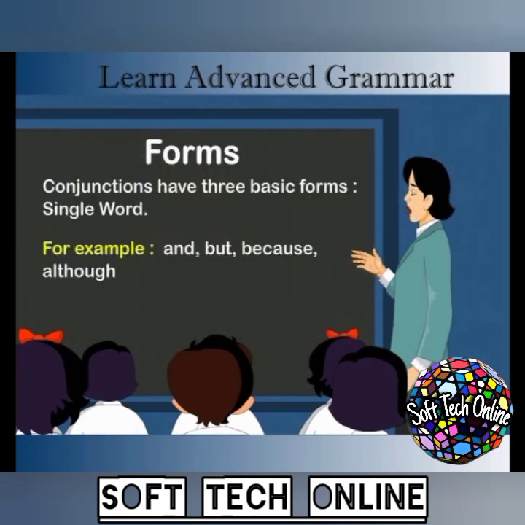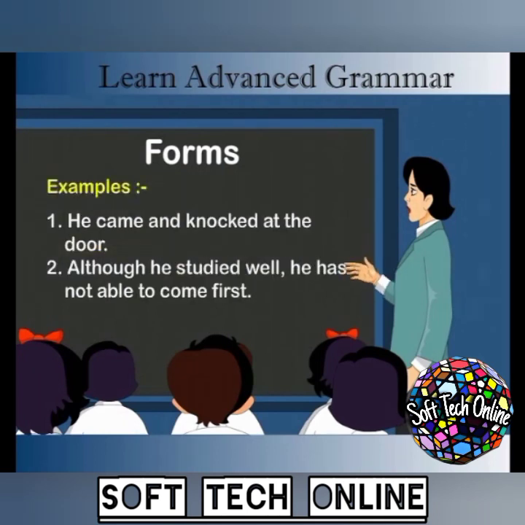Forms. Conjunctions have three basic forms. Single word, for example, and, but, because, although. Examples: 1. He came and knocked at the door. 2. Although he studied well, he has not been able to come first.